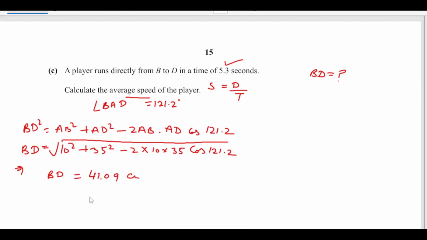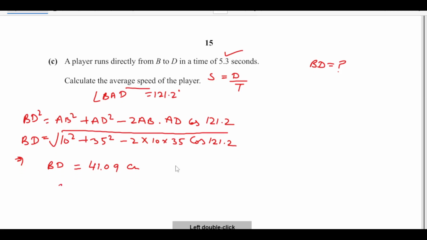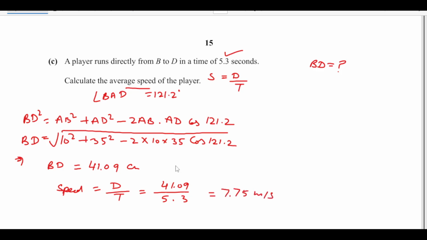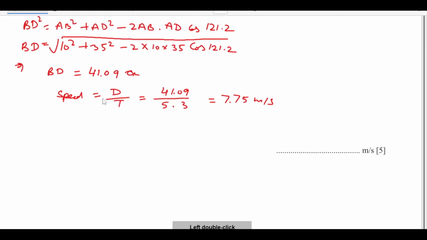So we are looking for the speed. The speed is now distance over time. So distance is 41.09 and time is 5.3 seconds. So we got 7.75 meters per second. This is in meters, guys.